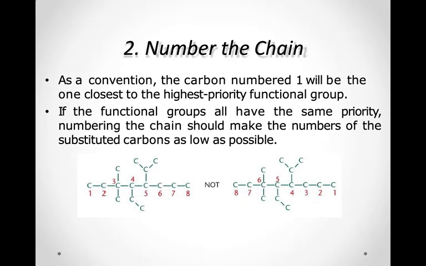Second, you have to number the chain in the order of the longest carbon chain. The carbon numbered 1 will be the one closest to the highest priority functional group always. And if the functional group is not present, then you can number it according to the longest chain of carbons. And if all the functional groups are of the same priority, numbering the chain should make the numbers of the substituted carbons as low as possible. There should be fewer substituents.